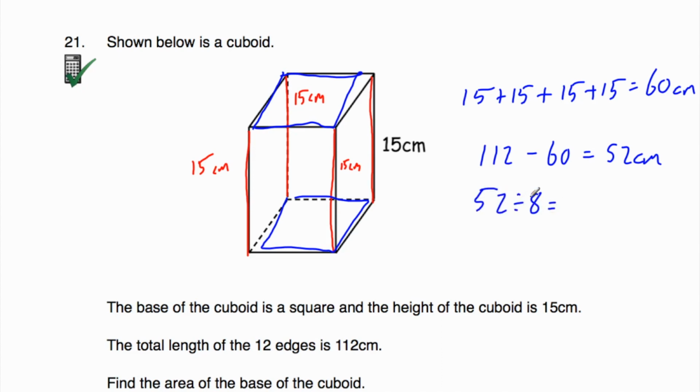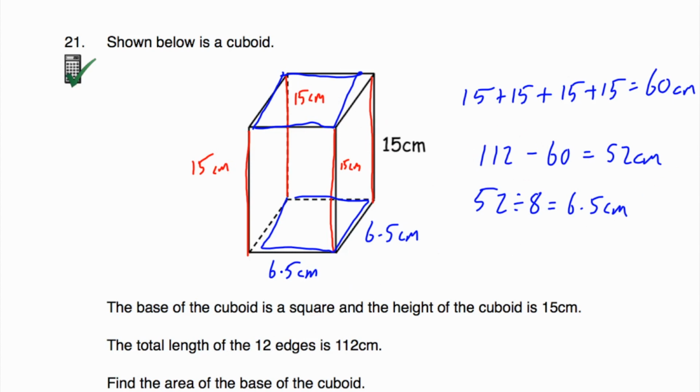I'm going to do this on my calculator. And that's equal to 6.5 centimeters. So that means that each one of these edges has got a length of 6.5 centimeters. All of them would be 6.5 centimeters. And we could check we're right. We could add together 4 15s and 8 6.5 centimeters, and that then should be equal to 112 centimeters.